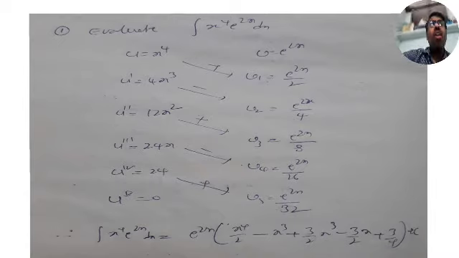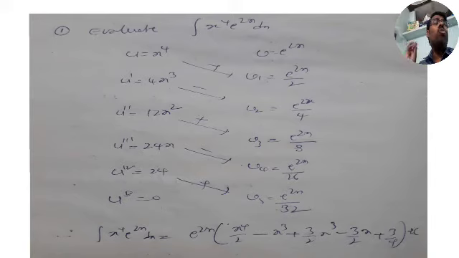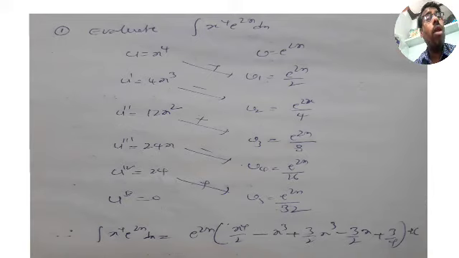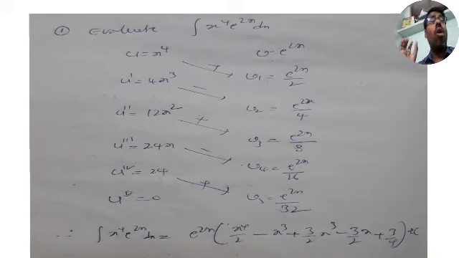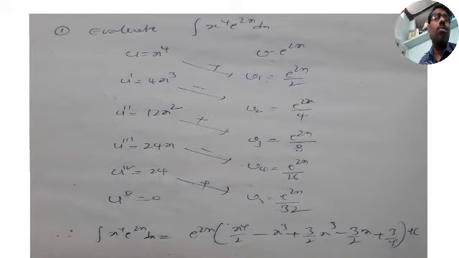So this is: evaluate the integration of x to the power of 4 into e power of 2x dx. Look at the problem first. Evaluate the integration of x to the power of 4 into e power of 2x dx. It is a product of two functions, among them one is algebraic, x to the power of 4. So directly this problem comes under Bernoulli's rule, that is what you know as a student at diploma level.